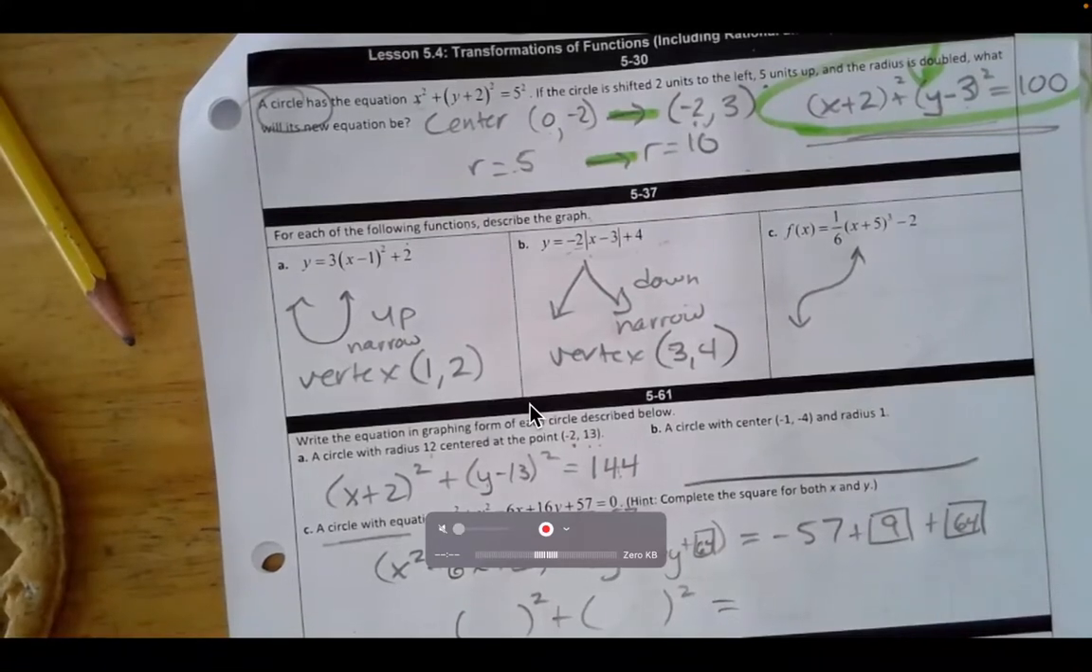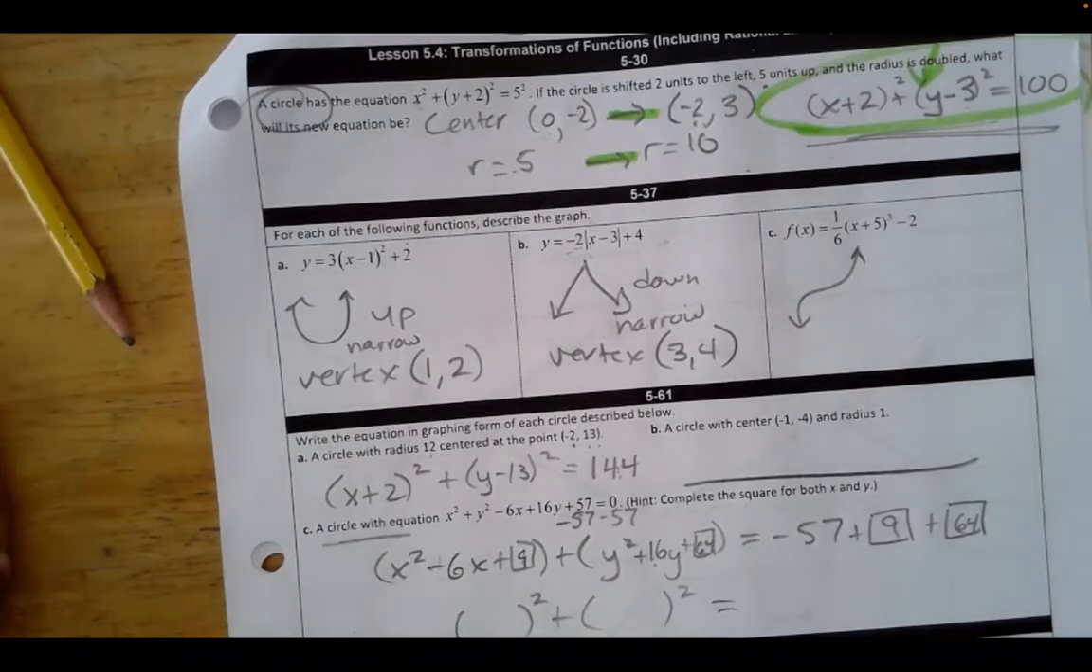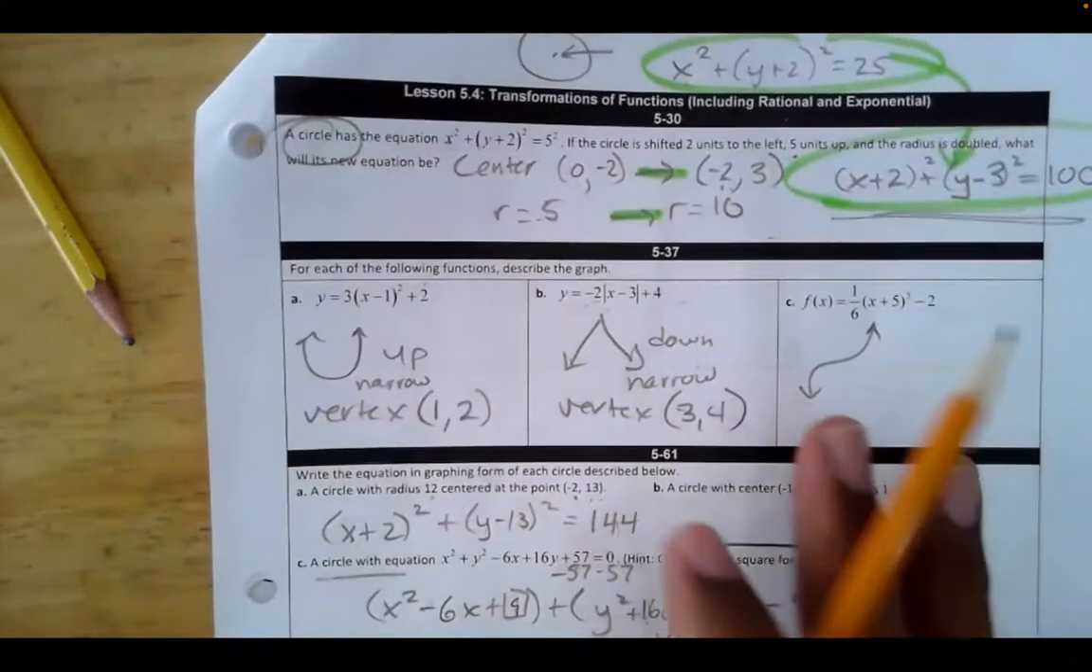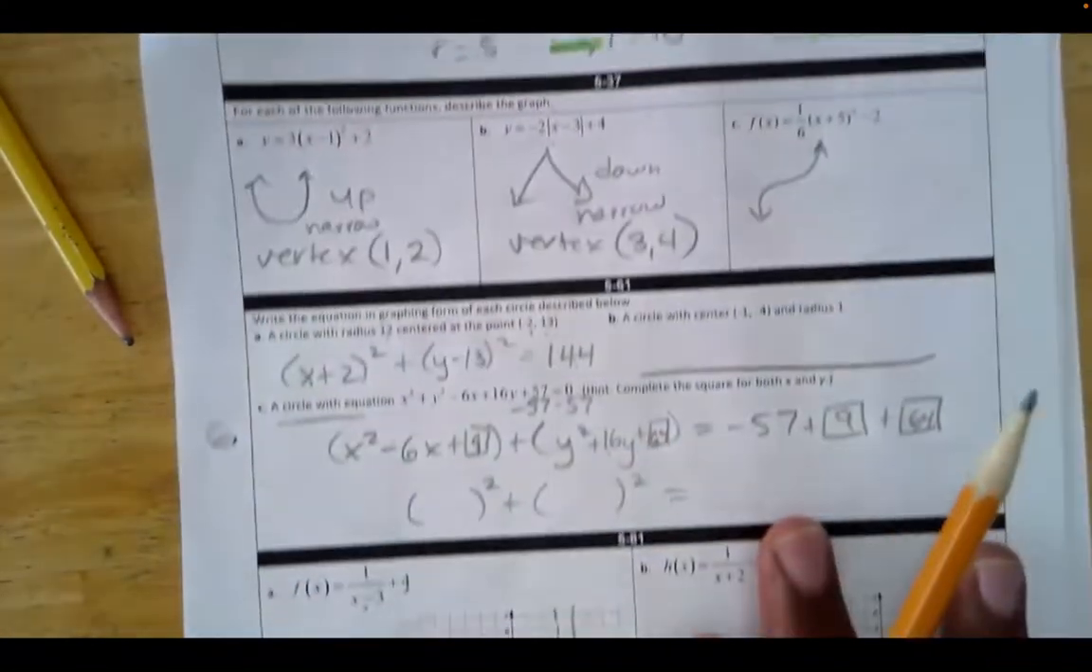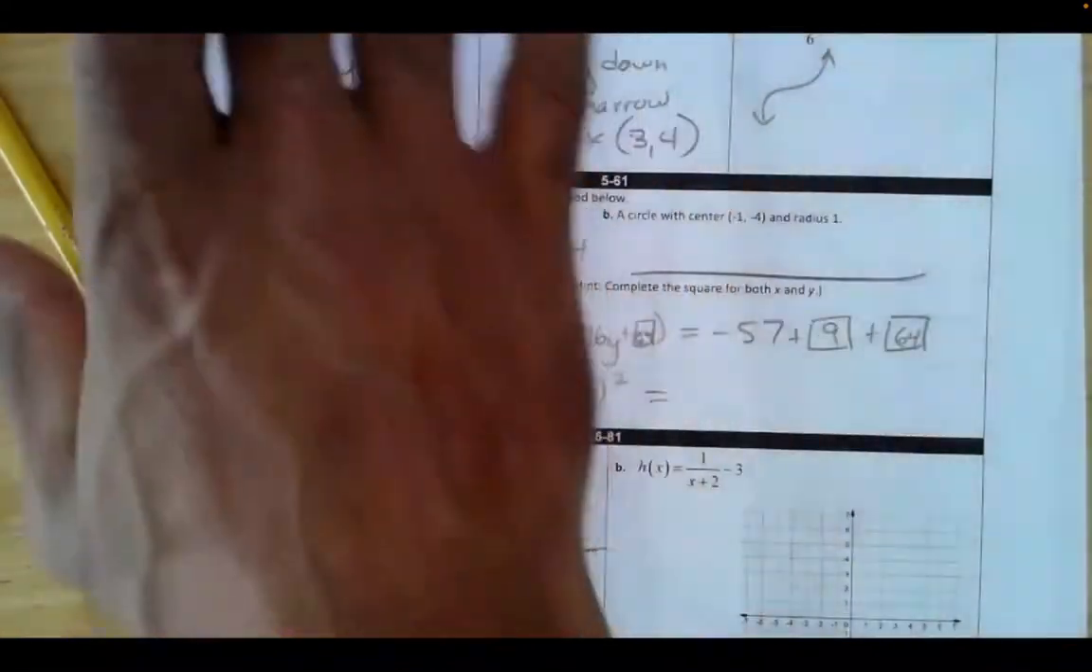All right, guys, just wanted to show you guys a little homework help for the 5.4 homework packet. With this one, I've already kind of filled these notes out, and I'll post these in Schoology as well, just a picture of them.